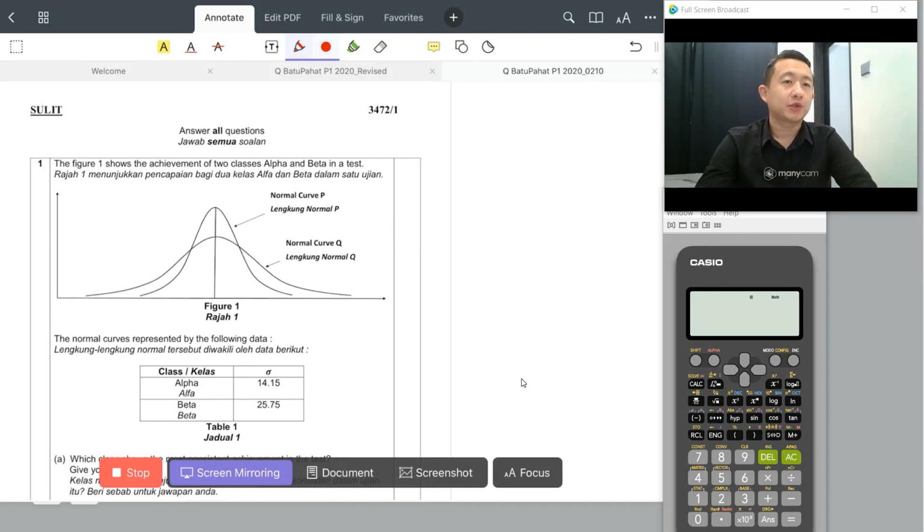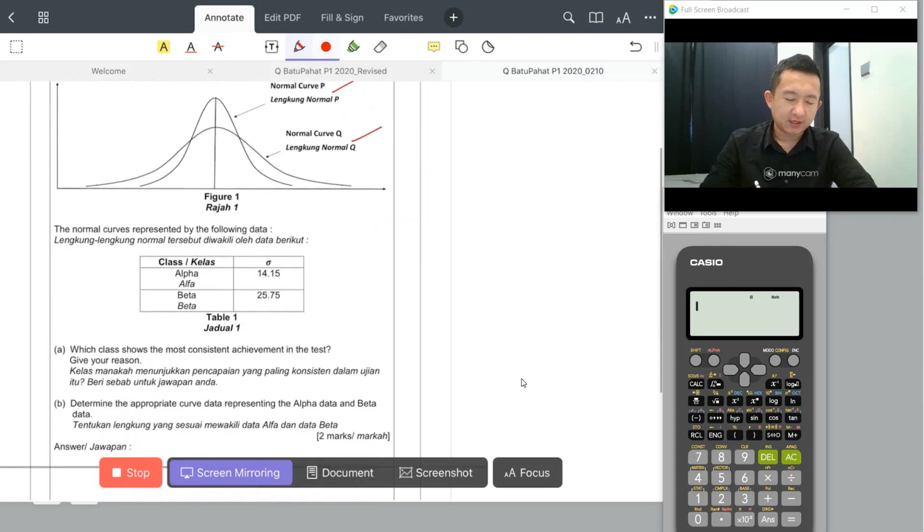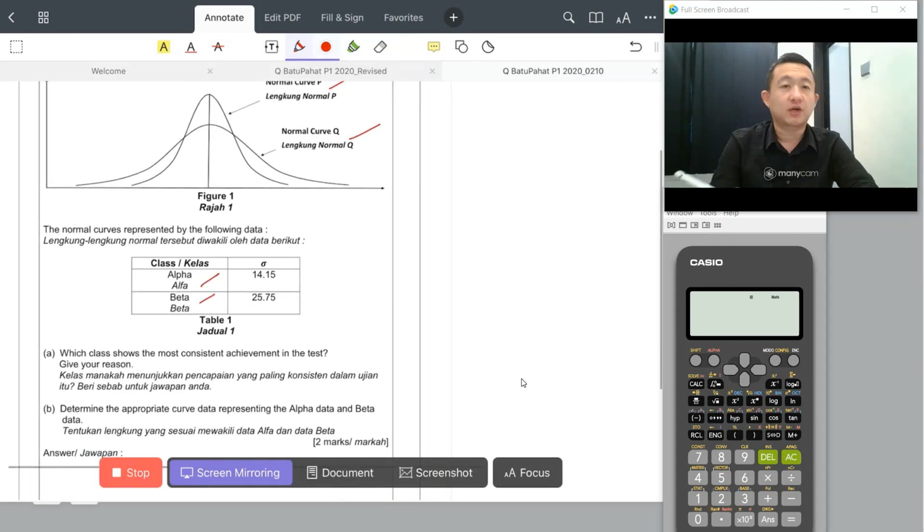Figure 1 shows the achievement of two classes, alpha and beta, in a test, and you are given two graphs with normal distributions. You have a normal curve P and also a normal curve Q. So you have two different graphs. These two normal graphs are represented by the following data, class alpha and also class beta. So two classes with different marks or locations.